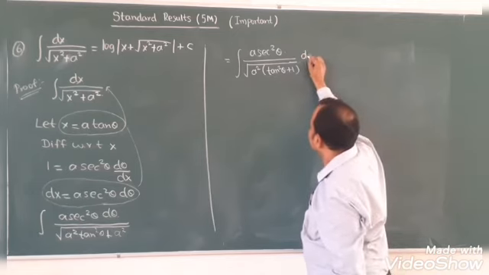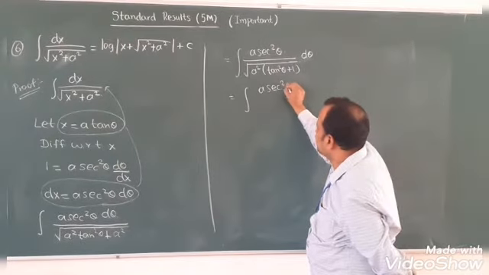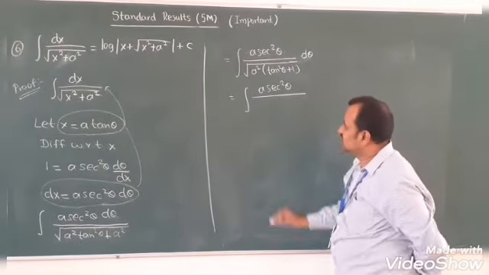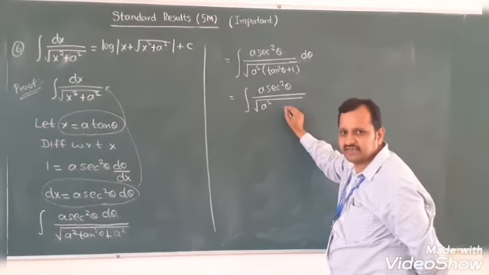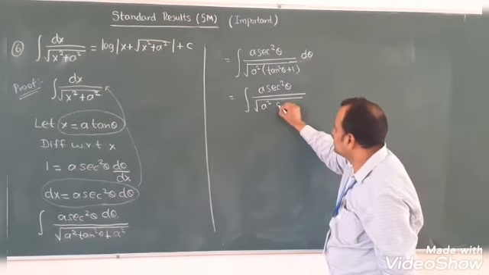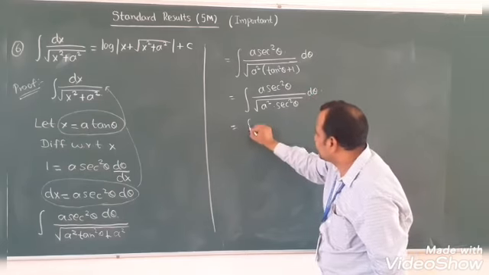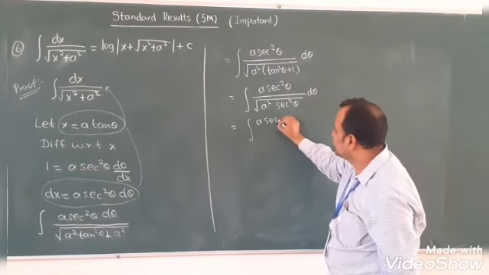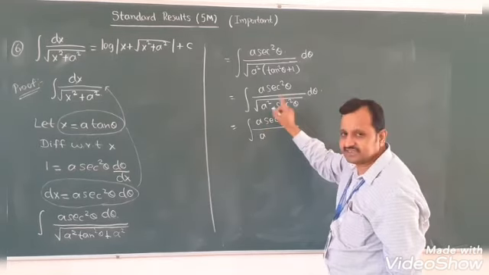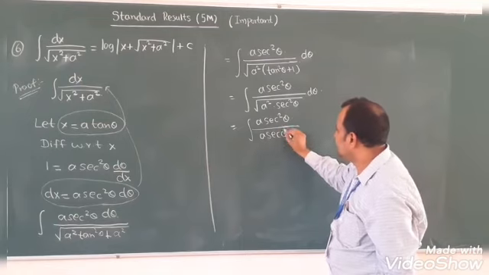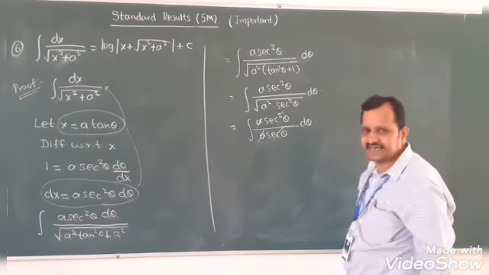And here d theta. Or this we can write as secant square theta divided by a square times tan square theta plus 1, and tan square theta plus 1 is nothing but secant square theta. So secant square theta will come here, d theta. Or this we can write as a into secant square theta divided by, a will come outside and one secant will come outside, d theta. So a cancels, secant theta cancels.